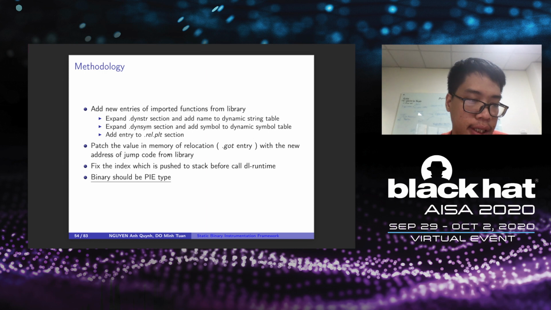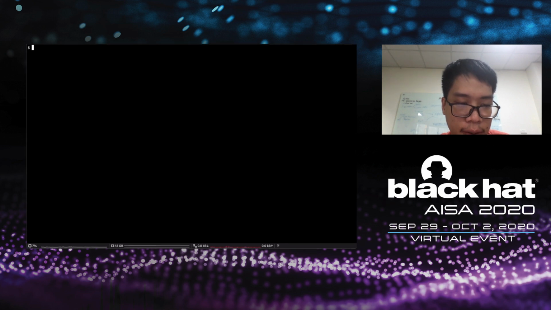The solution now is quite easy. We just add a new entry to some sections and then add a new string of that symbol name to the string table. Of course, we have to patch some values and fix some indexes also. However, because we modify the offset of sections, the binary should be a PIE type to remain the structure.